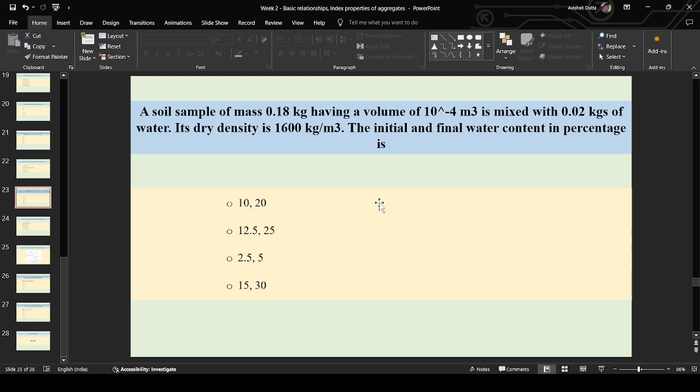I repeat the question. A soil sample of mass 0.18 kg having a volume of 10 to the power minus 4 meter cube is mixed with 0.02 kg of water. Its dry density is 1600 kg per meter cube. The initial and final water content in percentage is 10, 20; 12.5, 25; 2.5, 5; or 15, 30. Okay. Next question.